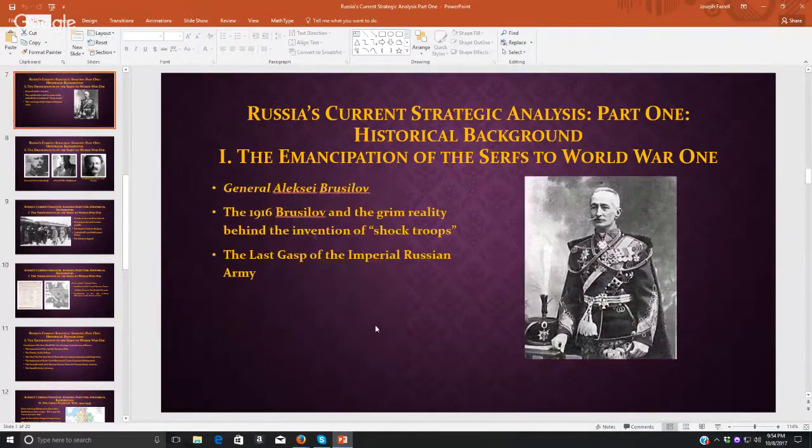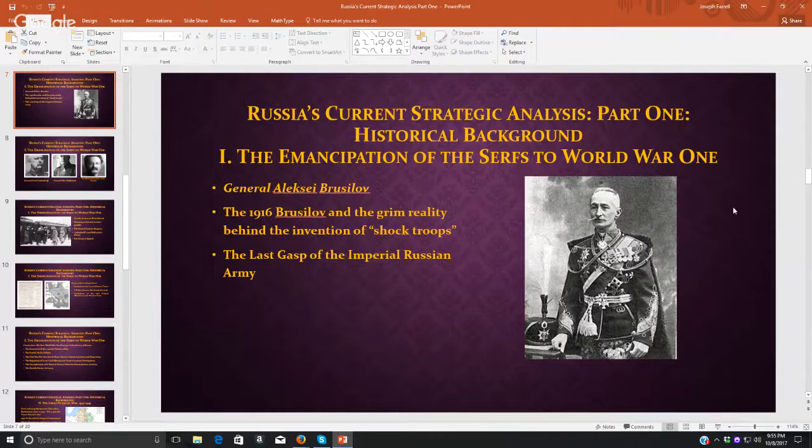The exception is this man here, General Alexei Brusilov, probably by most people's lights the most capable Russian general officer during World War I. He led the 1916 Brusilov offensive against Austria-Hungary because it was the weaker of the two Central Powers by far. And I put up here the grim reality behind the invention of shock troops. It was really General Brusilov.